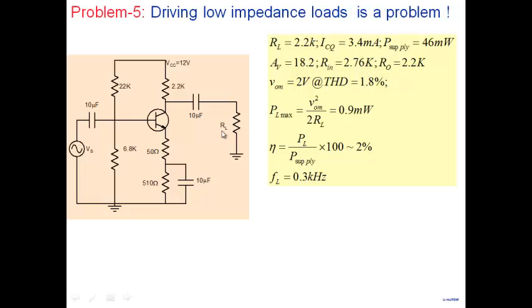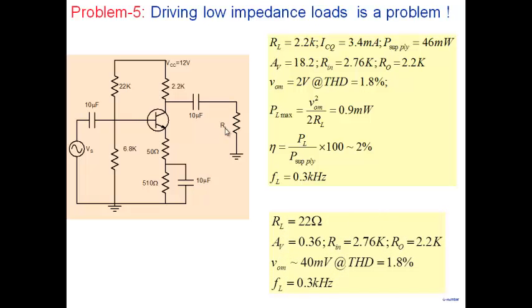But I very commonly need to drive loads which are low. They're not 1K or 2K. A loudspeaker may be only 8 ohms. A headphone jack may be 100 ohms, depending on the device. So the load resistance is usually small. Well, suppose I take the same amplifier and connect a load resistance which is 22 ohm.